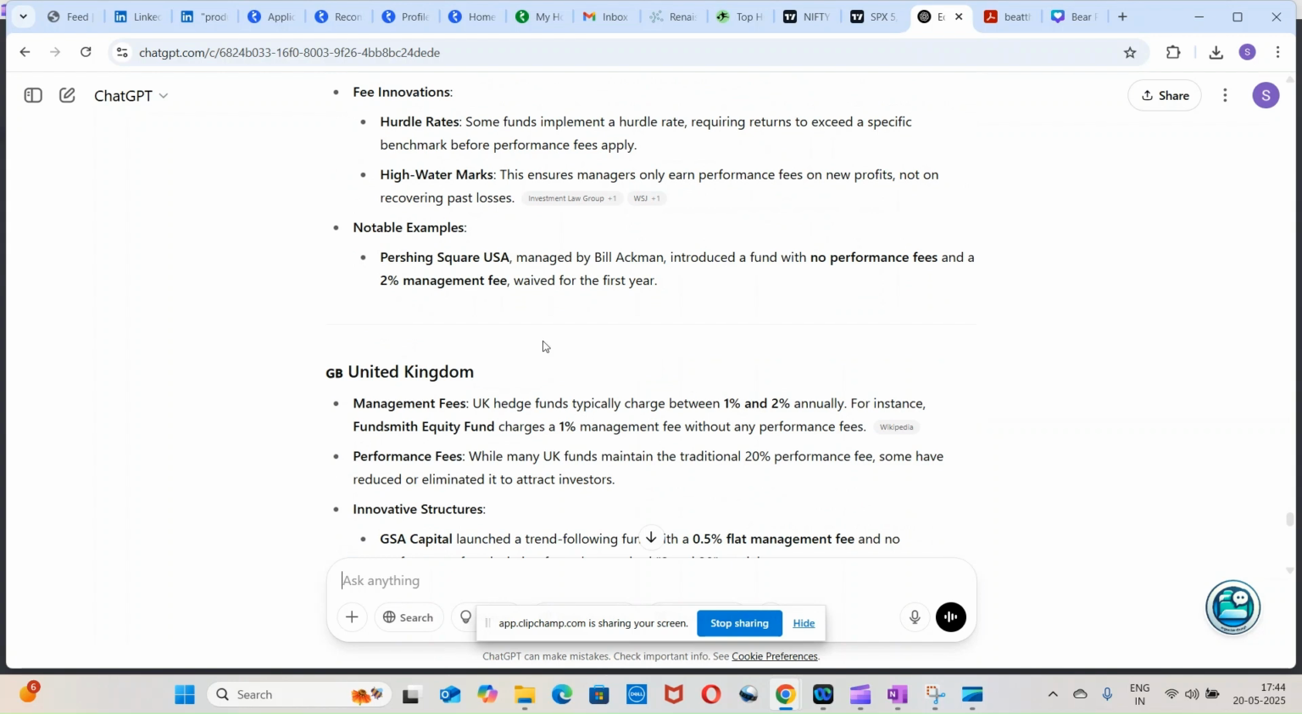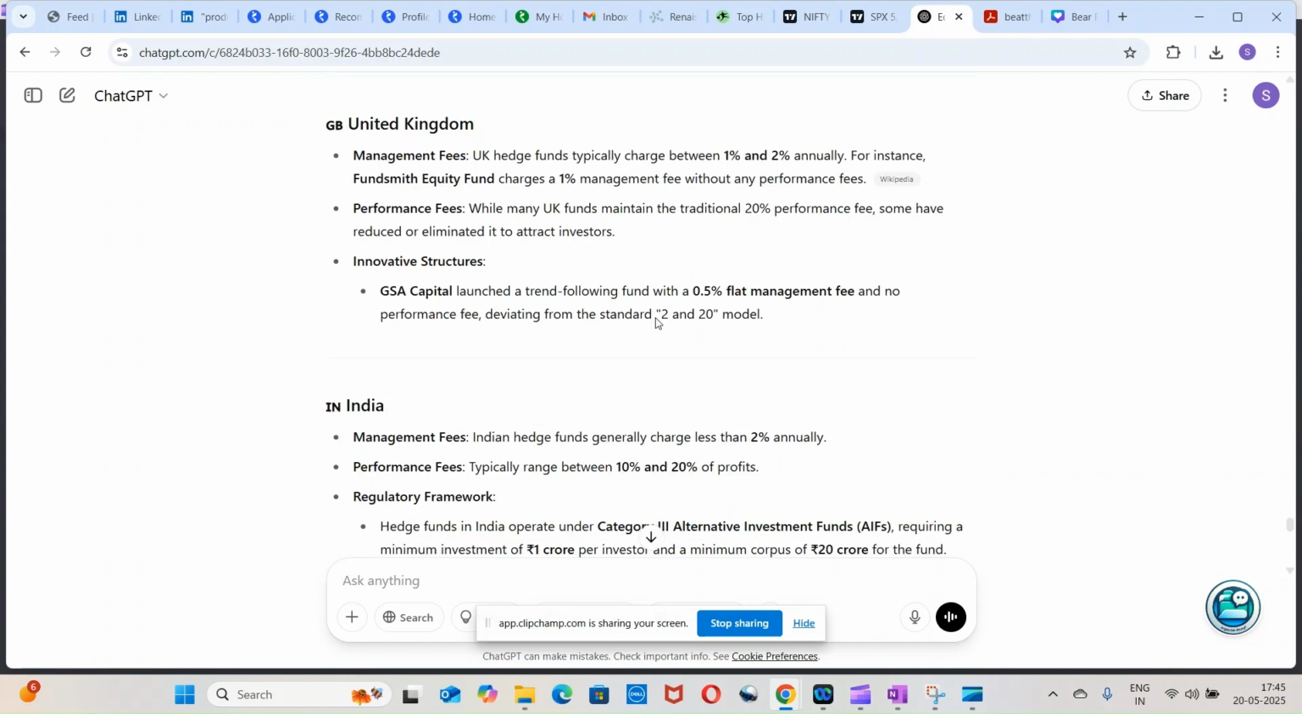A notable example on management fees is Pershing Square USA, which was founded by Bill Ackman. Bill Ackman is a hedge fund manager from Harvard Business School, and he introduced a fund called Pershing Square USA, with no performance fees actually, and only a 2% management fee. And this 2% management fee also is waived for the first year. So that is something deviant from the traditional thing.